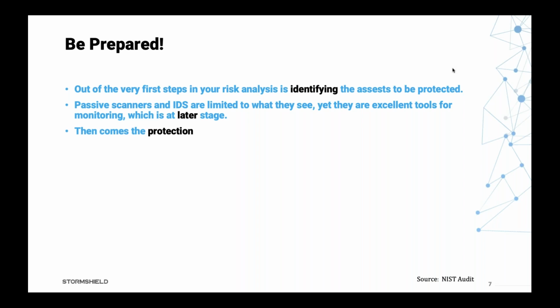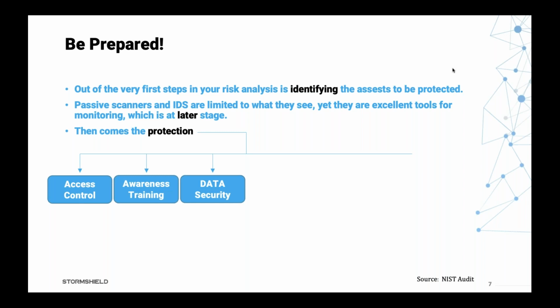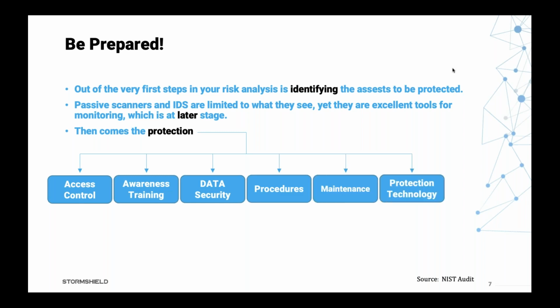Following having the inventory of your assets and identifying them, you now need to protect what you have, what you know. In the protection step, we have to define a lot of things: the access control, awareness training, data security, procedures, maintenance, and the protection technology that will be implemented. Taking some examples, when you speak about access control, it's important to build your access management based on identities.